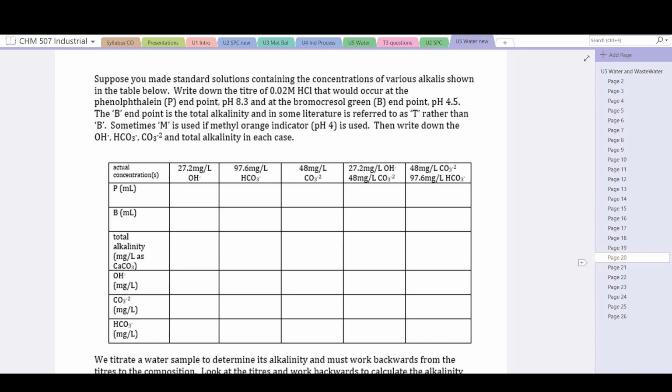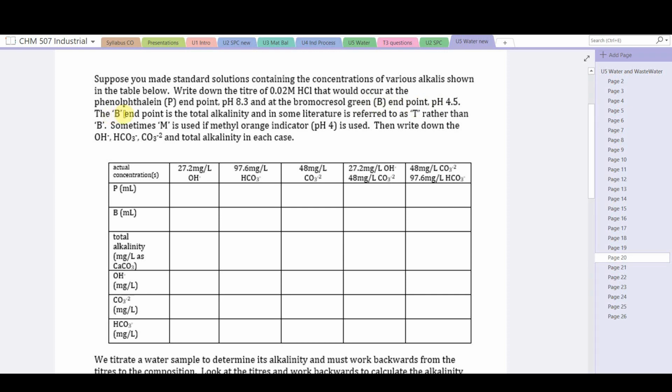Take a look at this exercise on page 20. Let's suppose you made standard solutions containing the concentrations of various alkalis shown in the table below. Write down the titer of 0.02 molar HCl that would occur at the phenolphthalein endpoint, 8.3, and the bromocresol green endpoint, 4.5.